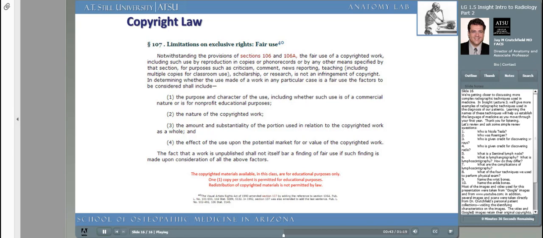Number 6, what is lymphangiography? What is lymphoscintigraphy and how do they differ? Number 7, what are the complications of lymphoscintigraphy? Number 8, what are the 4 techniques we use to perform physical examination on our patients? Number 9, can you name all of the wrist bones and identify them on an x-ray? Number 10, can you name the ankle bones and identify them on an x-ray? Number 11, what is lymphozurin and what is it used for?